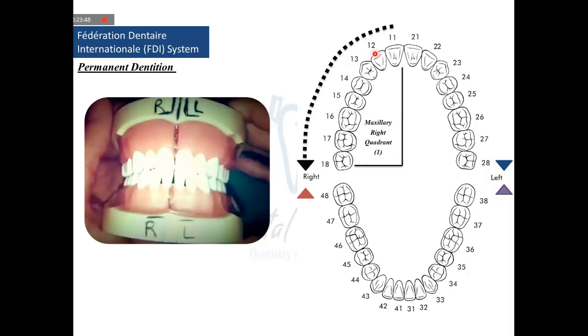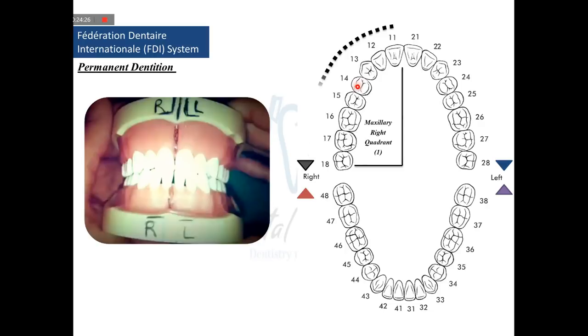Now 1-2 represents that it's a tooth of the maxillary right quadrant, and the digit 2 represents that it's the second tooth from the midline, that is the lateral incisor. So we write that as 1-2. Then going on to the third tooth from the midline for the maxillary right quadrant, we write quadrant number 1, and its second digit, which represents the tooth number from the midline, we write as 3 for the maxillary right canine. And we mention it as 1-3.